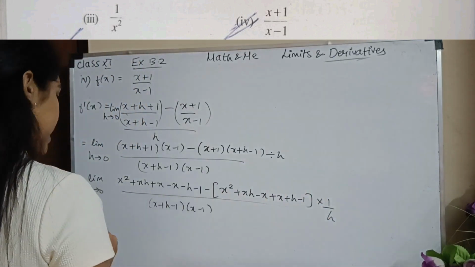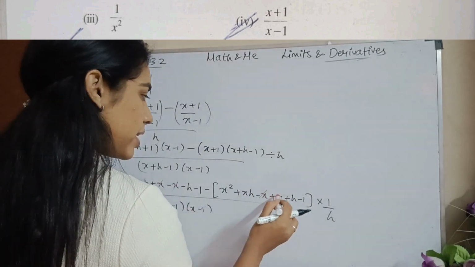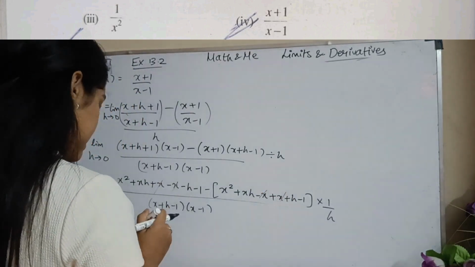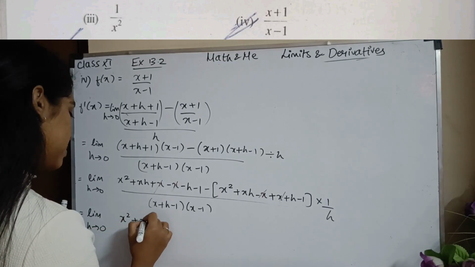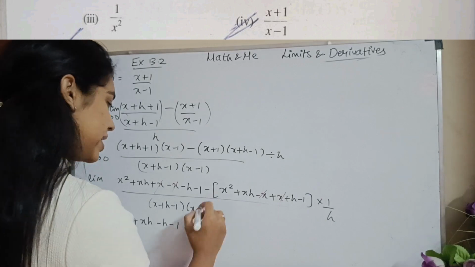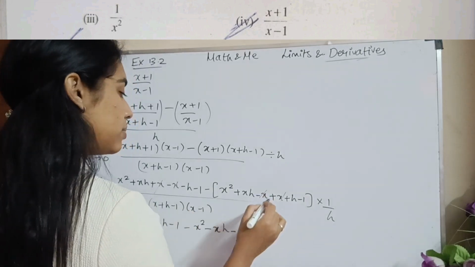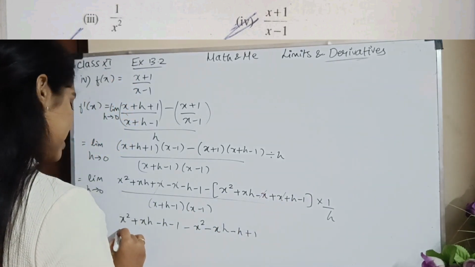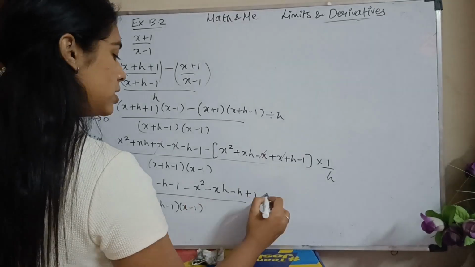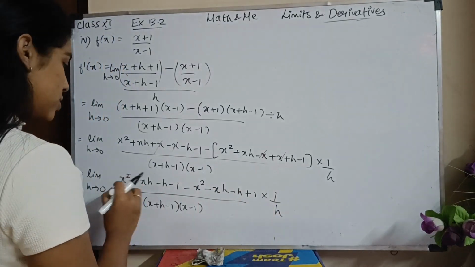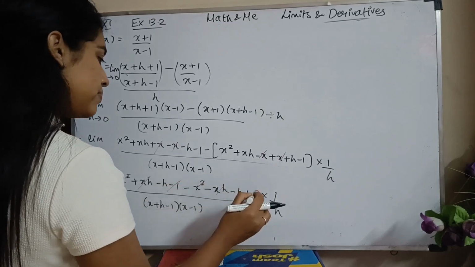Okay. Now I'm going to open the brackets in the numerator. So I have first here x minus x gets cancelled, and also here minus x and plus x gets cancelled. So I'll be left with limit h tends to 0 of x square plus xh minus h minus 1 minus of x square minus xh minus h plus 1. Minus, on multiplying, wherever I have a minus it becomes a plus, and vice versa. Divided by x plus h minus 1 times x minus 1 into 1 by h. Now what gets cancelled? x square and the x square. xh minus xh, minus h minus h is there. Minus 1 and plus 1 will get cancelled.